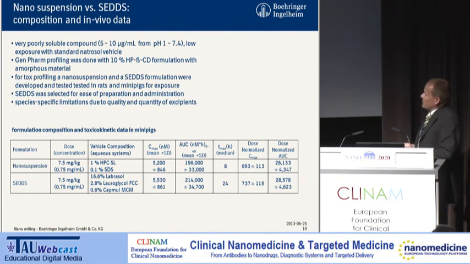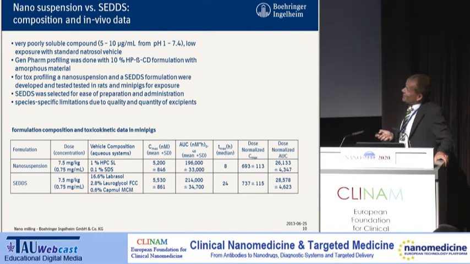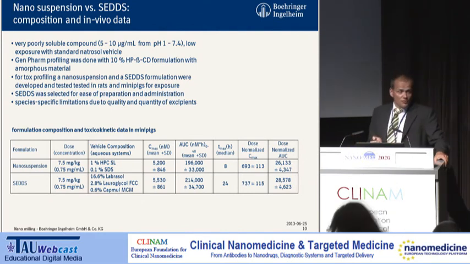But a clear difference is that the amount of excipient you use for the self-emulsifying system is here 20% in the vehicle, and here in the suspension we have only a little bit more than 1%, which is a clear advantage. Nevertheless, in this case, the SEDDS formulation was still used for the tox formulation.